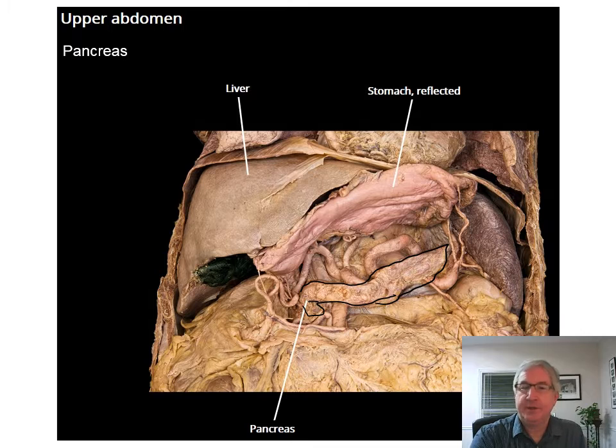And so we've got the liver, and we've got the stomach reflected, which means it was pulled back up so that you can see underneath, because the pancreas is on the back underneath the stomach. So the stomach is here, and the pancreas is back behind it. That gives you the orientation there. All right, next slide.